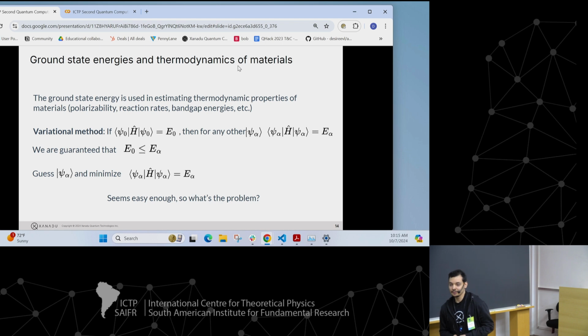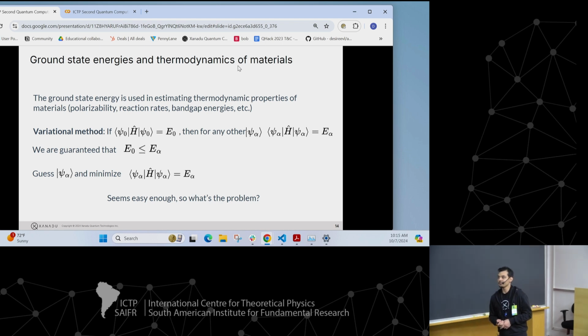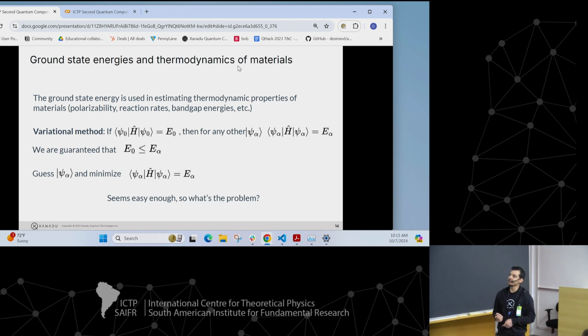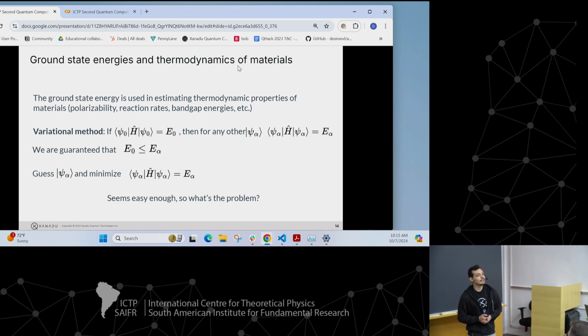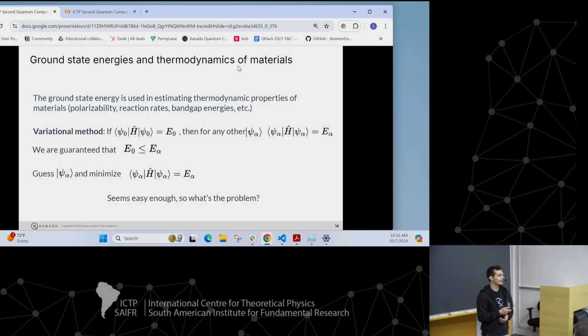Yeah, that's one. So one of the problems is as molecules get more and more complicated, it becomes more and more difficult to make a good guess of this psi alpha. What's another challenge of this method? The Hamiltonian itself actually is not that much of a problem. We'll see, at least for molecules, it has a very well-defined form. Yeah, keeping track of all of the degrees of freedom.